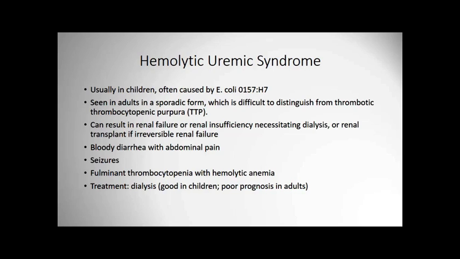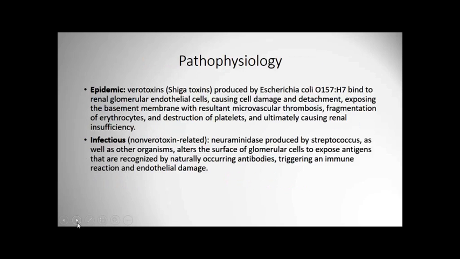One of the marks of hemolytic uremic syndrome, as a result of the damage in the renal function, is bloody hematuria and elevated creatinine, but they will also present with bloody diarrhea and abdominal pain, and seizures if the brain is involved. They can develop fulminant thrombocytopenia with hemolytic anemia. Okay, remember, you are going to see the classic presentation, and we're going to talk later. The treatment is going to be dialysis. That works very well in children, but very badly in adults because of the similarities with TTP.